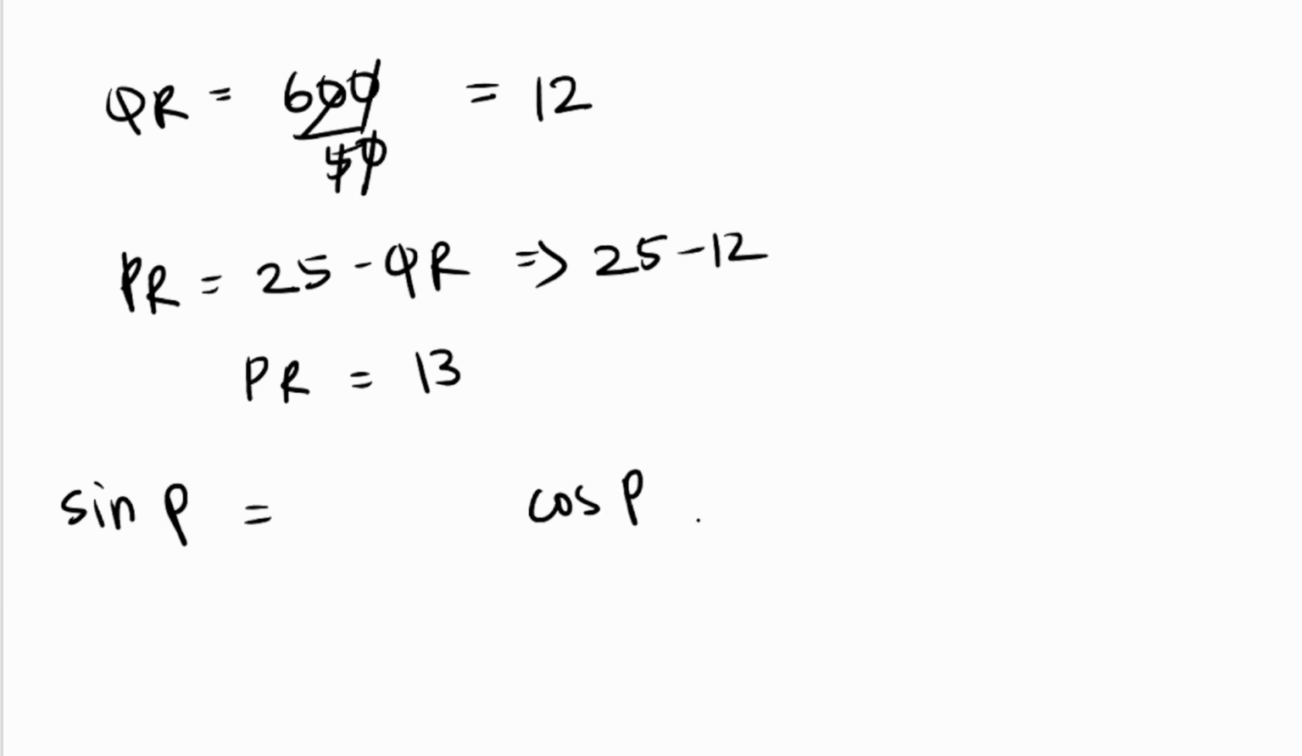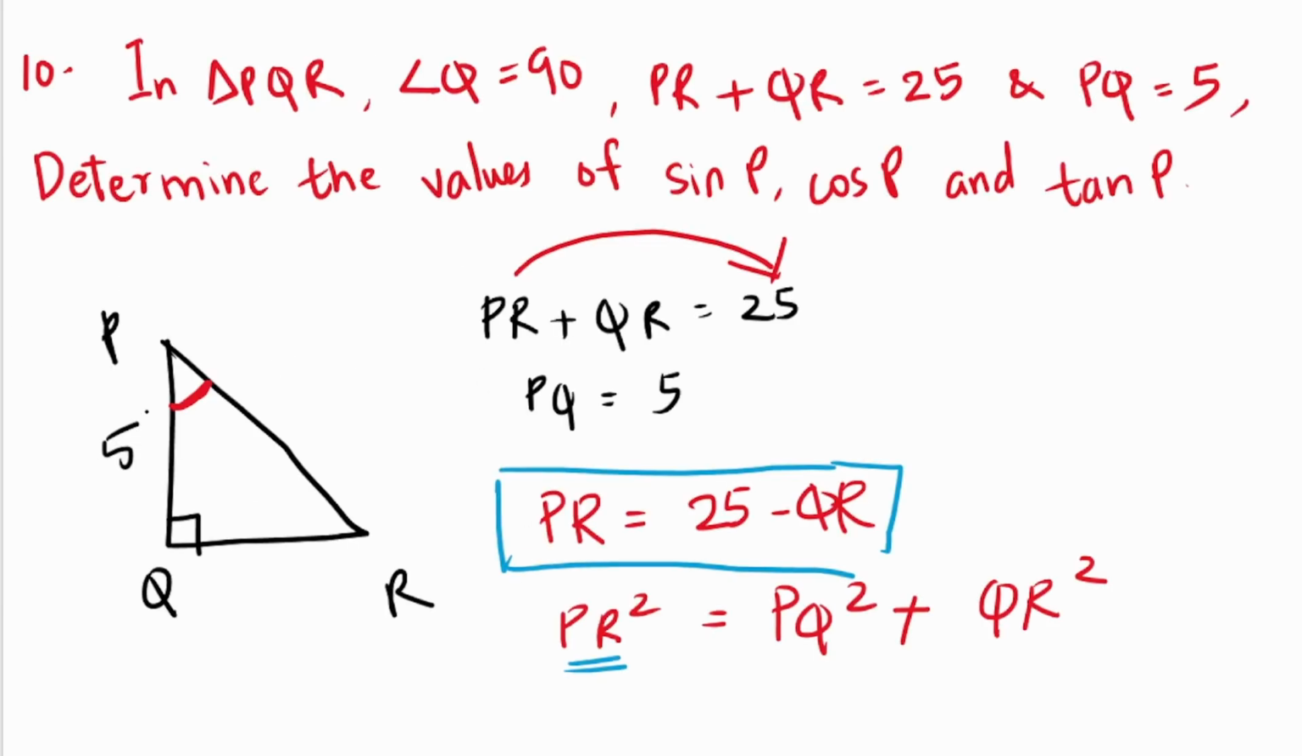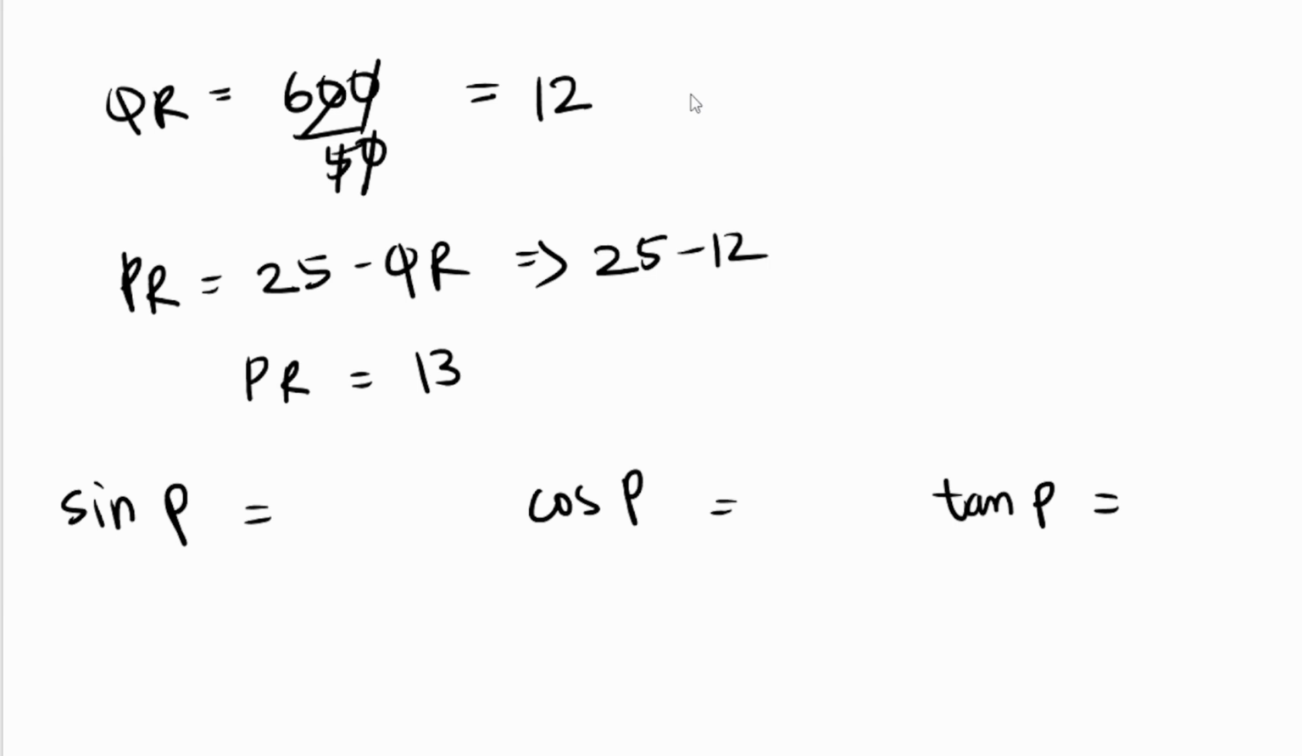cos P, and tan P. Sine P is nothing but opposite by hypotenuse. The opposite side over here is, this is the opposite side, right? With respect to P, this is opposite, this is the adjacent, and this is the hypotenuse. So the opposite side you found out, QR, what did we find? QR is 12. So we get 12 by 13.